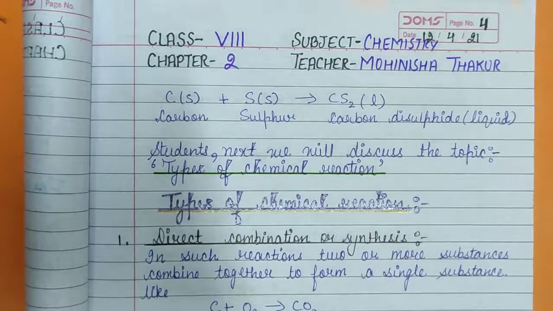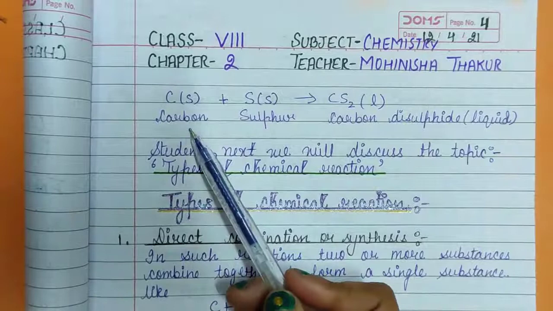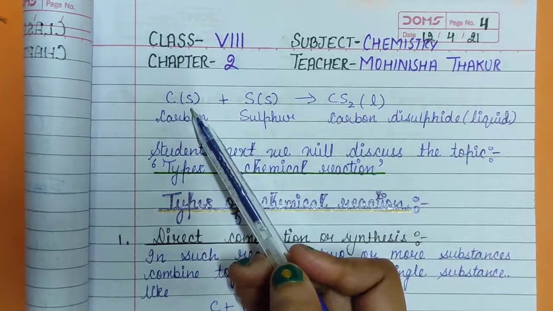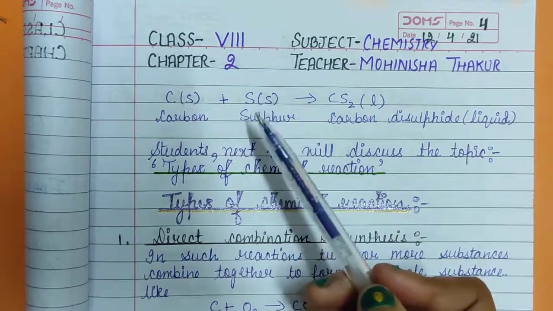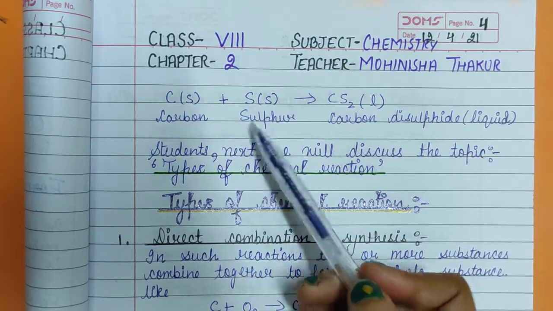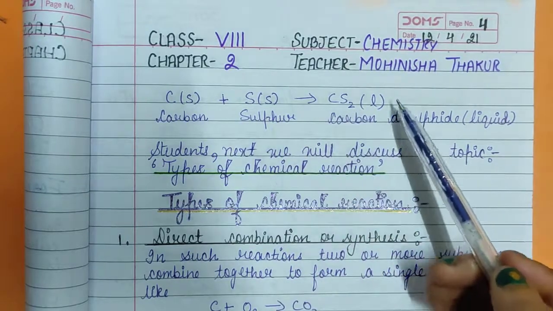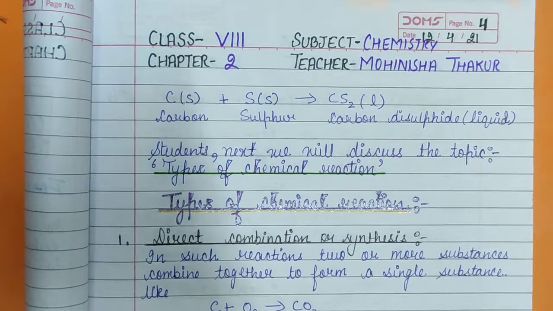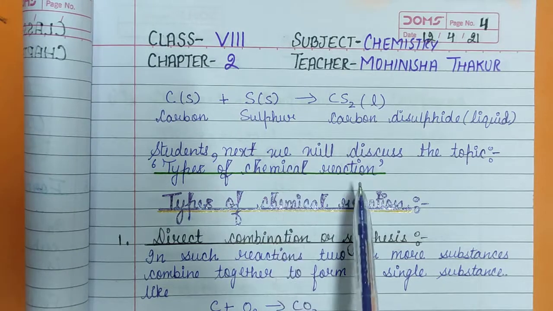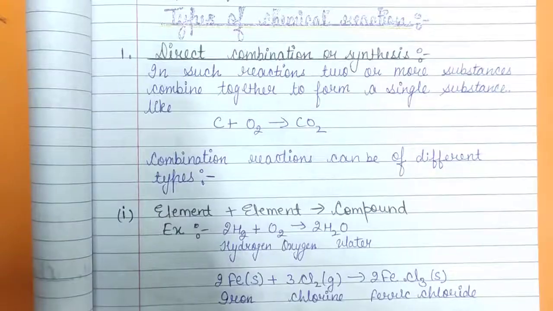Similarly, in another reaction in which carbon, which is in solid state, reacts with sulfur, which is also in the solid state, and will form CS2, which is carbon disulfide, which is in liquid state. So here you may also observe the change of state, right? Students, next we will discuss the topic types of chemical reactions.